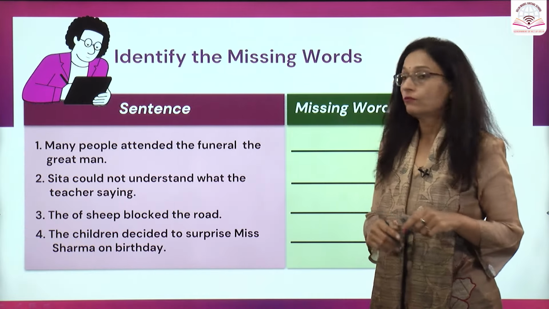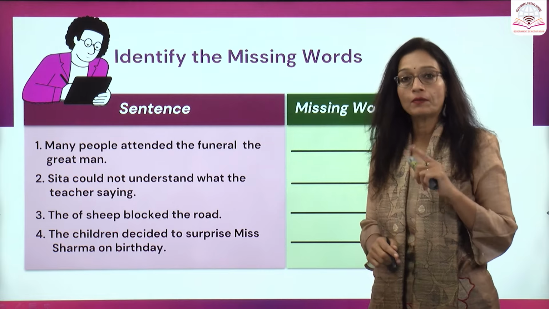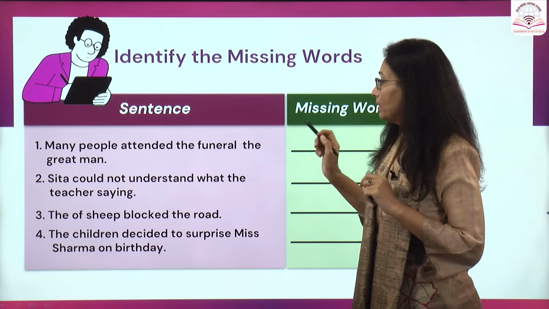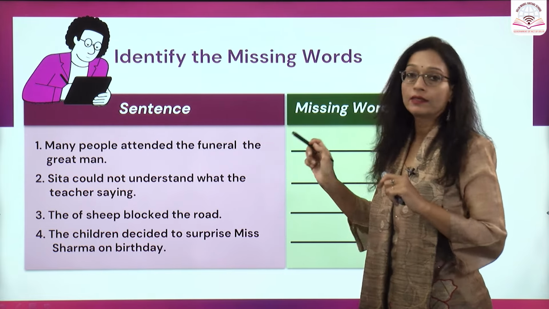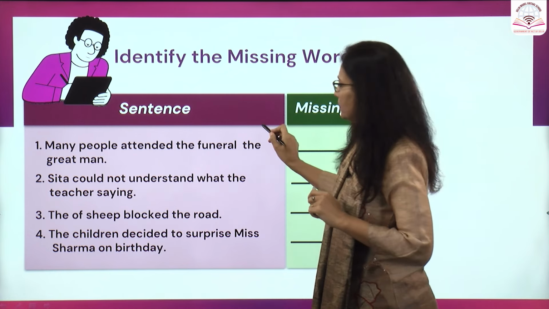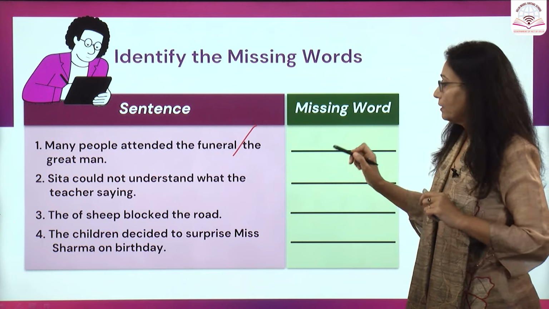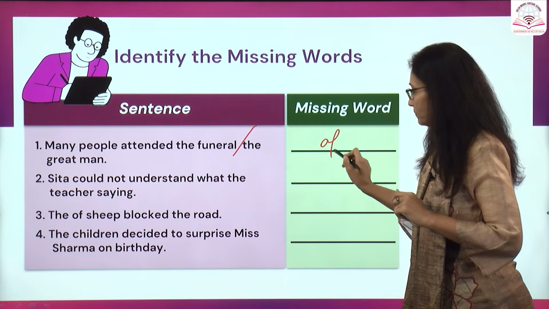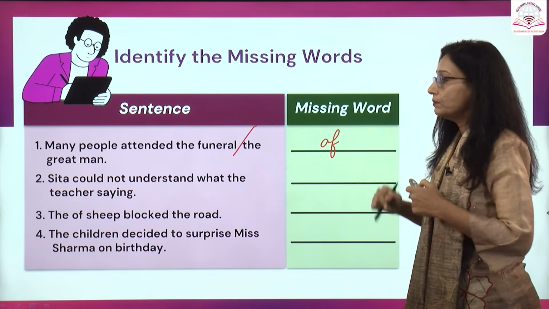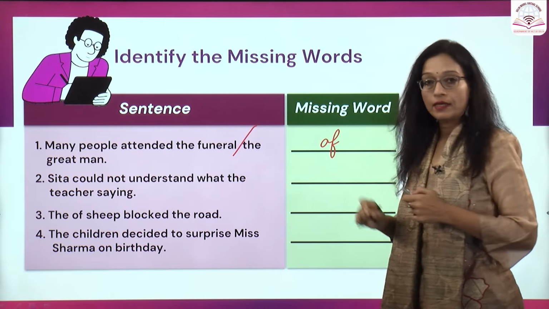Now let us do a warm-up exercise. There are 4 sentences. We'll read them one by one. Many people attended the funeral, the great man. When we read this sentence, we find that there is some word missing at this place, and that word should be of. So the sentence becomes, many people attended the funeral of the great man.